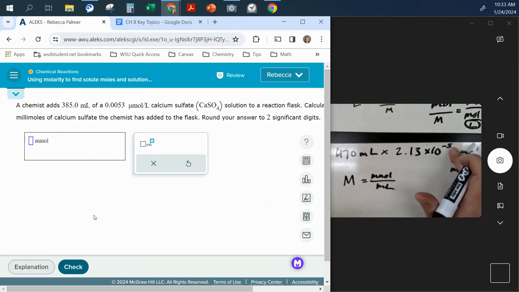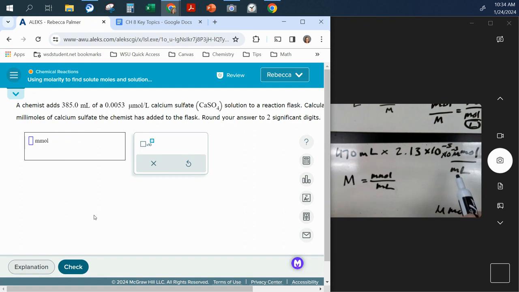I'm trying to think how to do this. I think we can do times 10 to the minus 3, and now it's micro. Does that make sense? We moved our decimal 3 to the left. Now this is micromoles.